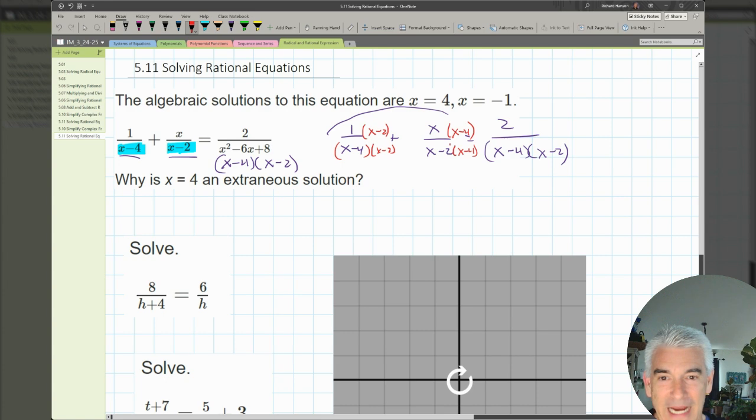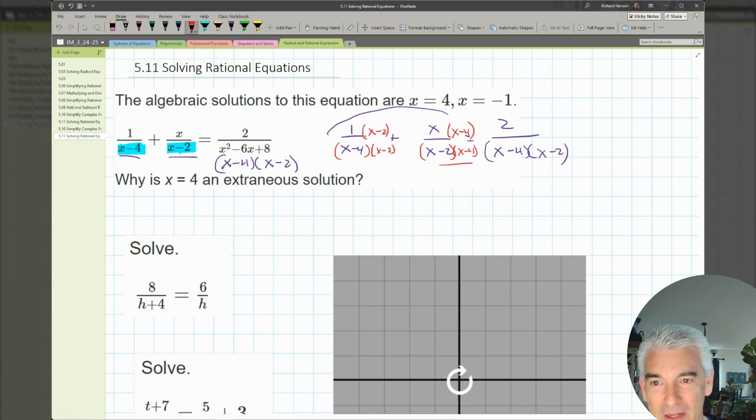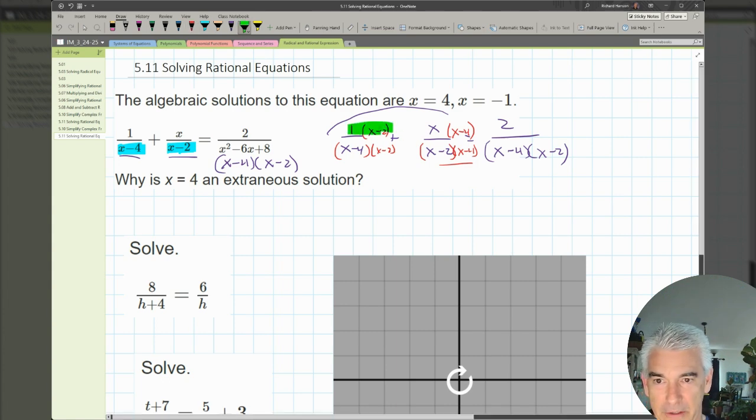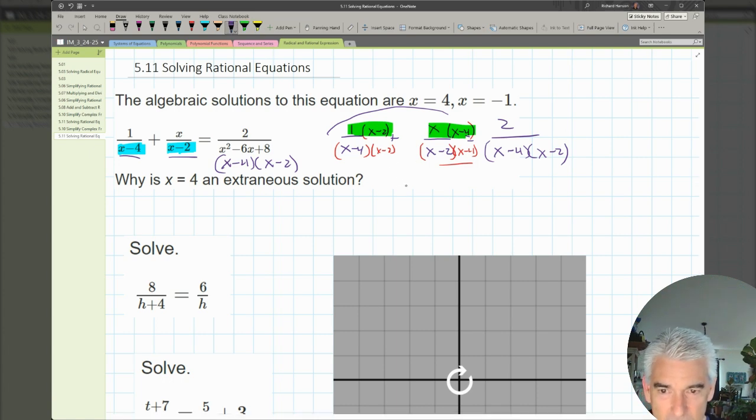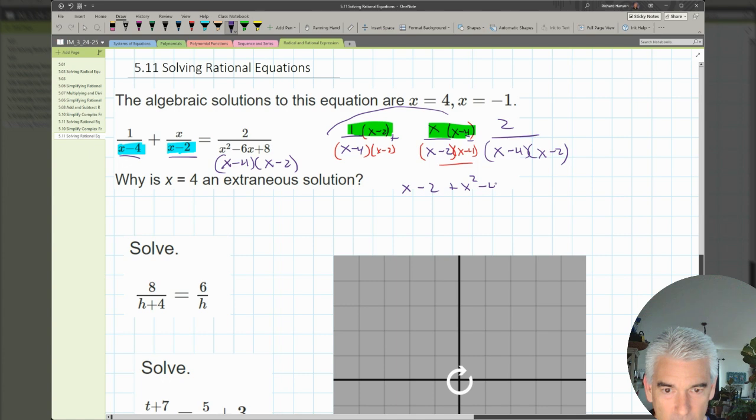I never multiply out the bottoms, because it's way easier when everything is in factored form. So this numerator is just x minus 2, and then this one is x squared minus 4x. Now I'll combine all those together and I get x minus 2 plus x squared minus 4x over this stuff equals 2 over this stuff.